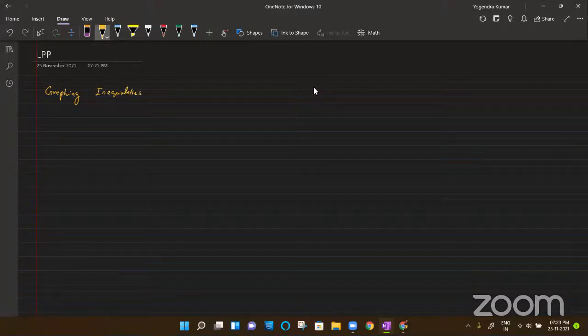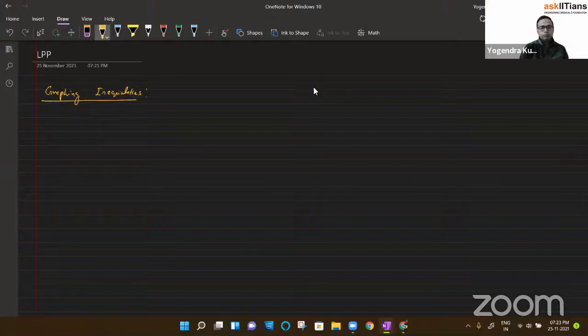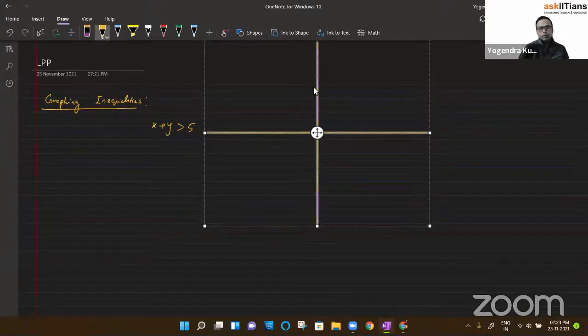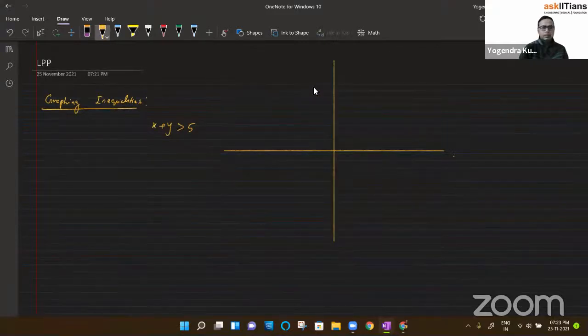I'll just explain briefly. Suppose they say x plus y is greater than 5, something like this. So what I need to do in that case is first graph the line, considering it as equal to. The easiest way to graph any line: I'm going to graph x plus y equals 5. The best way is, don't take random points. We should always take x equals 0, then what is y? When x is 0, y is 5.